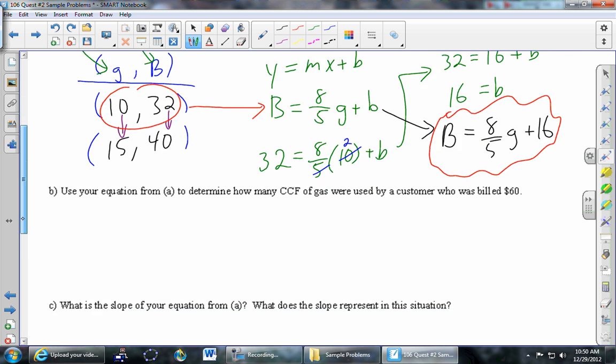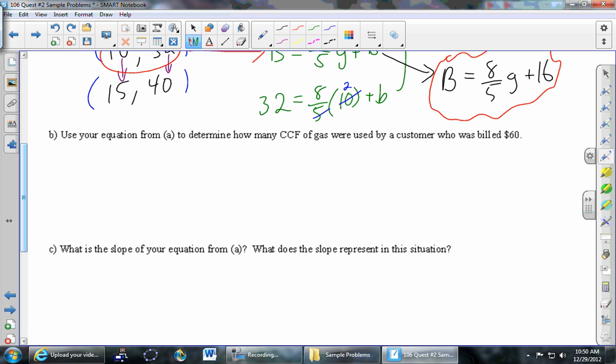Part B, use your equation from A to determine how many CCF of gas were used by a customer who was billed $60. So clearly we're going to plug that $60 into that equation that's right up above here. We just have to decide what letter it is. Well, it's the amount billed, so the 60 must be the B. How many CCF of gas were used? G must be the unknown. So let's plug in.